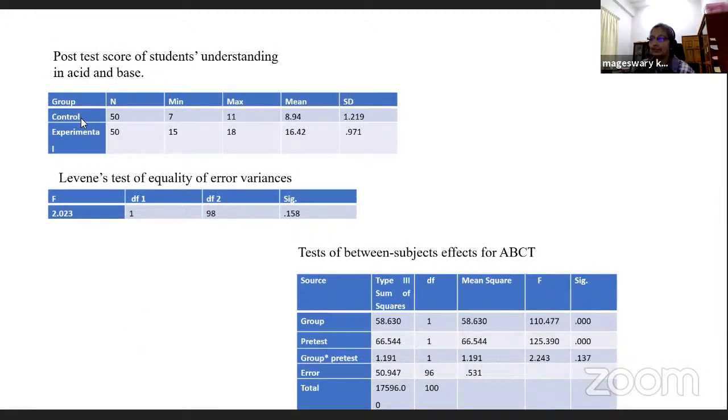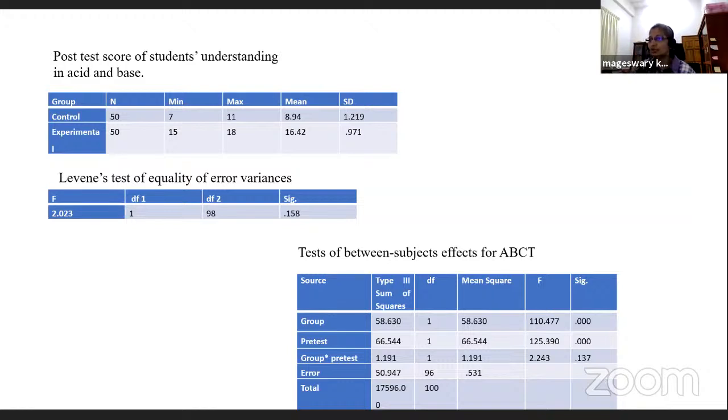Now, I have two groups here: a control group with 50 students and an experimental group with 50 students. The mean for control is 8.94, and the mean for experimental is 16.42. The standard deviation is like 1 point something and 0.9 something. This part is the descriptive statistic. Before starting with ANCOVA or any inferential statistic, the first step is you need to write down the descriptive statistic. This is the real-time data.